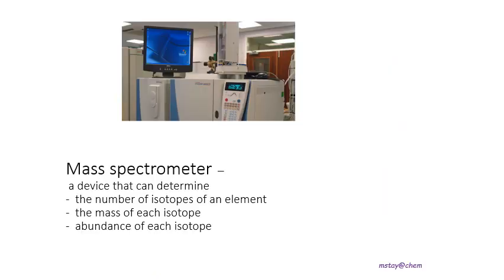Basically, this is the image of the mass spectrometer. A mass spectrometer is a device that can be used to determine the number of isotopes of an element, and at the same time we can know the mass of each isotope and also the abundance of each isotope. So how are we going to get this information? After the mass spectrometer analyzes the sample placed inside, it will produce a mass spectrum, which will be displayed on the monitor.